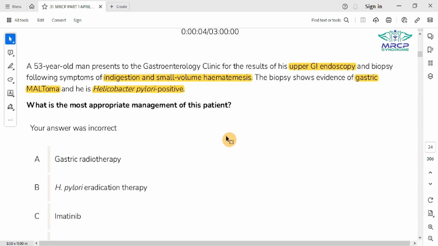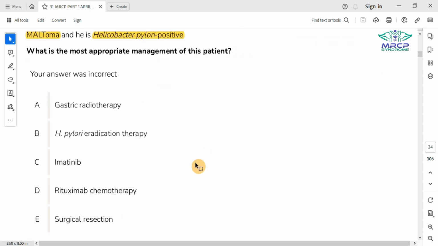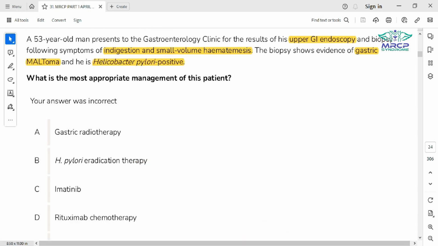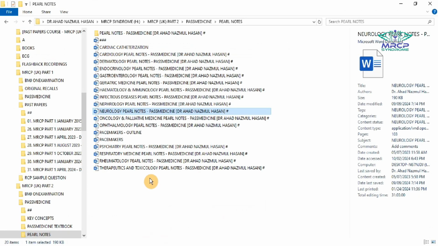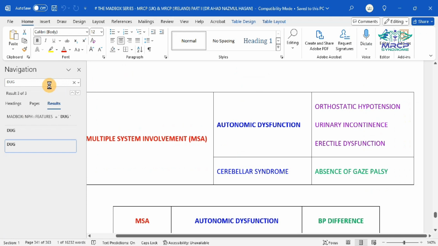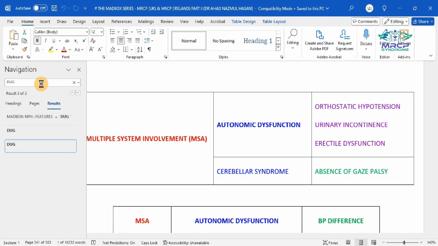So H. pylori eradication is the most appropriate management in H. pylori positive gastric MALToma. Yes, we'll be going for the H. pylori eradication therapy, and usually we start with the triple therapy regimen. So what are the drugs that are included in the triple therapy? PAC or PMC? Either we'll be going for the PAC regimen or we will be going for the PMC regimen.